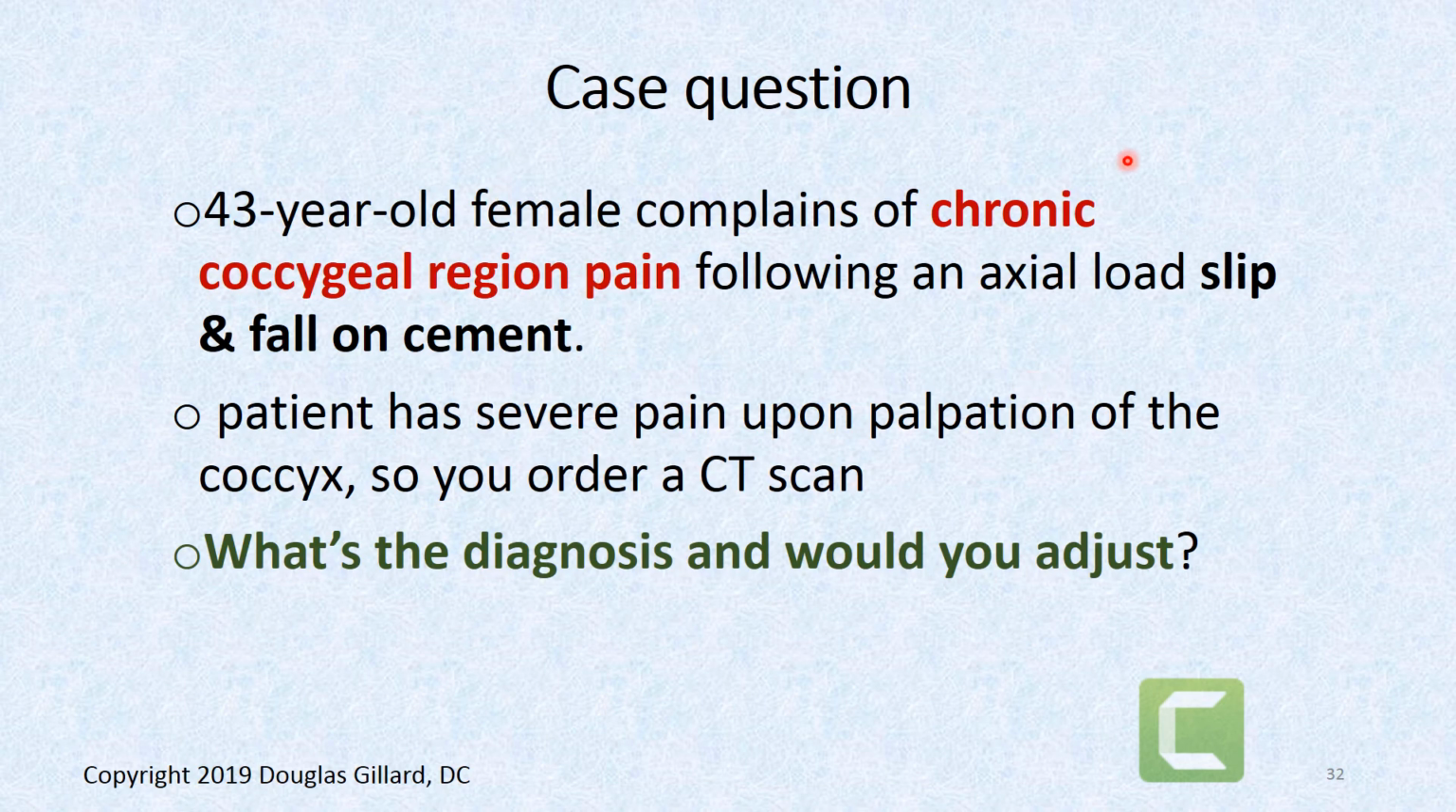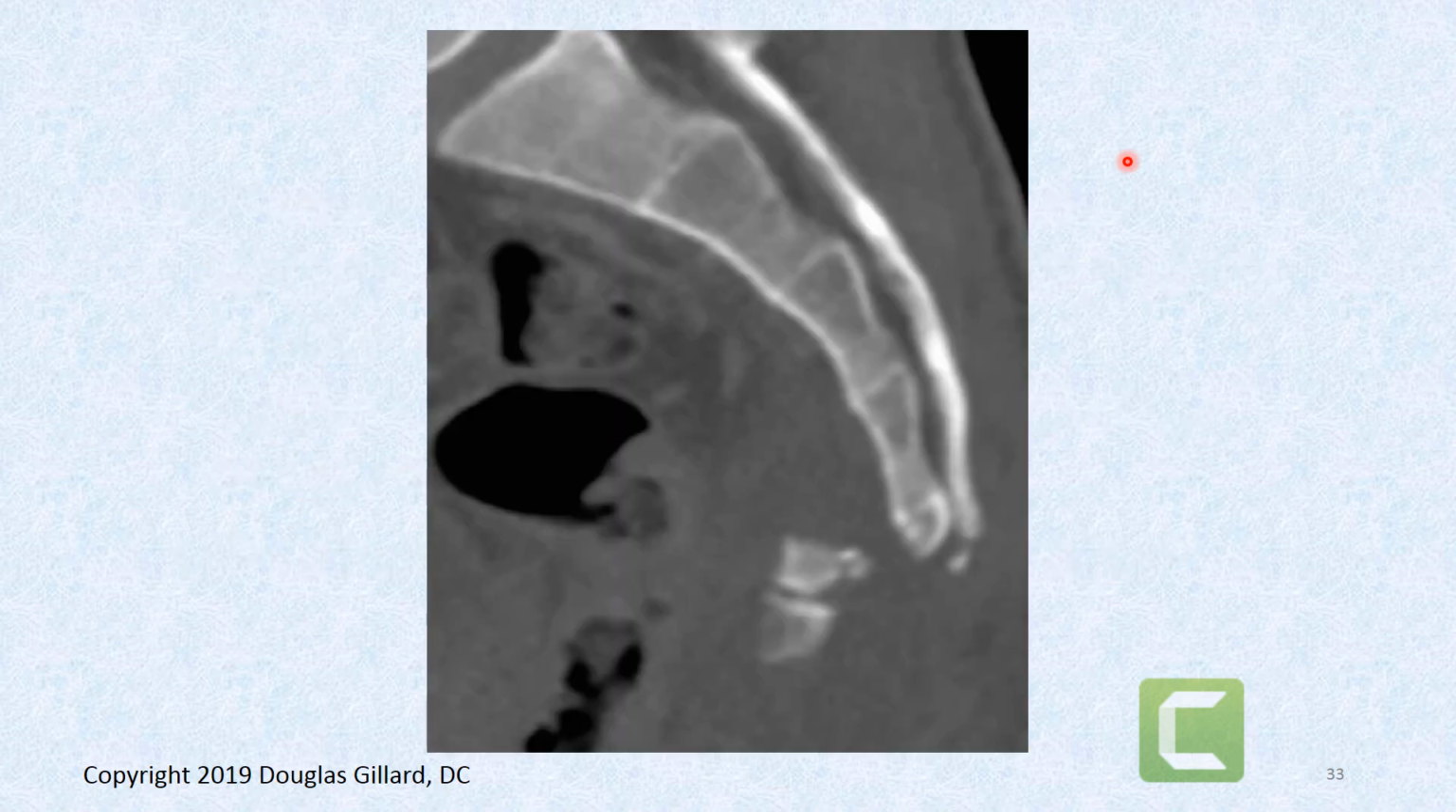Okay, let's look at this one. Gina, a 43-year-old female, complains of coccygeal pain after an axial load slip and fall. What does that mean, axial load? That's a slip and fall right on the old behind. So that's never a good thing, right? It puts an axial load force into the spine. She had severe pain after that. Got a CT scan. What do you think? Would you adjust this patient?